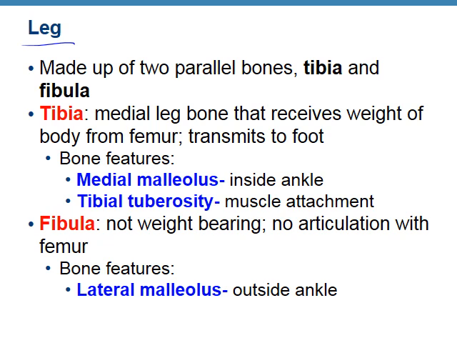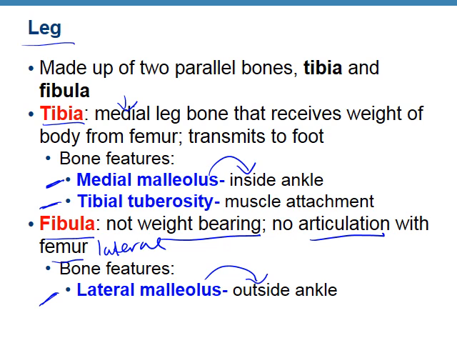On to the leg. So the leg is made up of the tibia and the fibula. The tibia is medial. The fibula is lateral. It is not a weight-bearing bone. It does not articulate with the femur. I'll have to show you a figure to make this make a little bit more sense. But we have a medial malleolus and a tibial tuberosity on the tibia, and then we have a lateral malleolus on the fibula. Basically, this is the outside ankle, and this is the inside ankle. They're actual features on the tibia and the fibula. They're not separate bones.